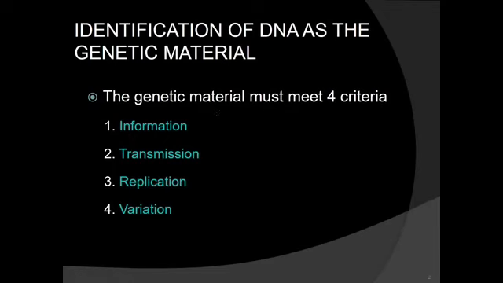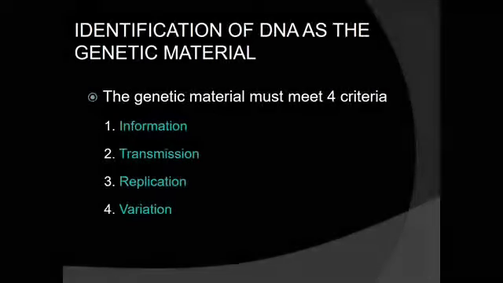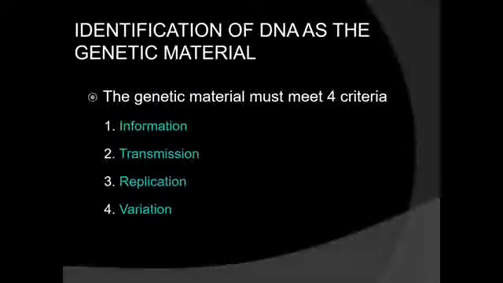Before it was identified that DNA is actually genetic material, there were certain criteria set up to test the available biomolecules on this litmus, and then identify whether proteins or carbohydrates or lipids or nucleic acids are the genetic materials. So a genetic material must meet four criteria. Number one, it should be able to carry information.